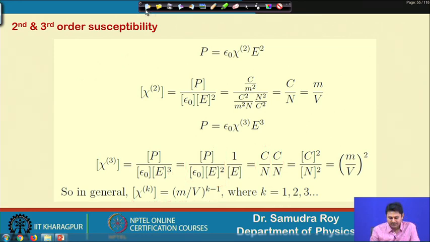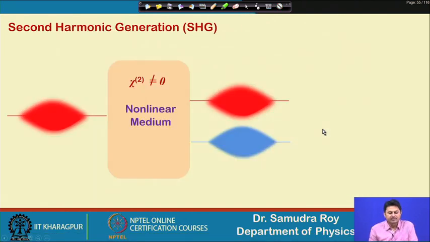Okay. Now, the next thing, if I go back to the slides, our next slide is the second harmonic generation. This is a very important concept we are going to start today. Second harmonic generation is something where, if I launch an electric field of frequency omega, as this animation suggests, I am launching a red light, and then it is passing through the nonlinear medium where chi 2 is not equal to 0.